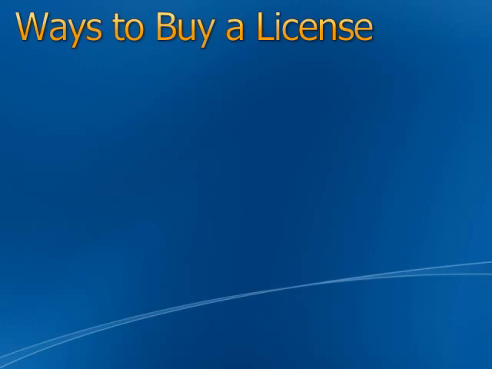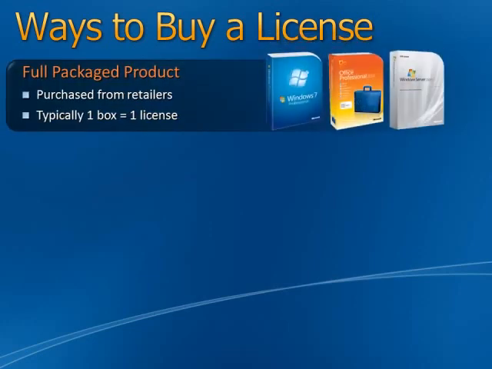First of all, let's think about the different ways to buy a license. There are four key ways nowadays that you can purchase a license. The first method is the full package product license, where basically you go to retail and buy your boxed product. Typically one box equating to one license, though there are exceptions to that rule.